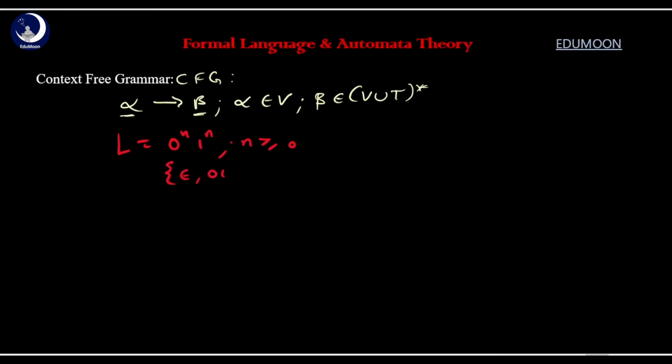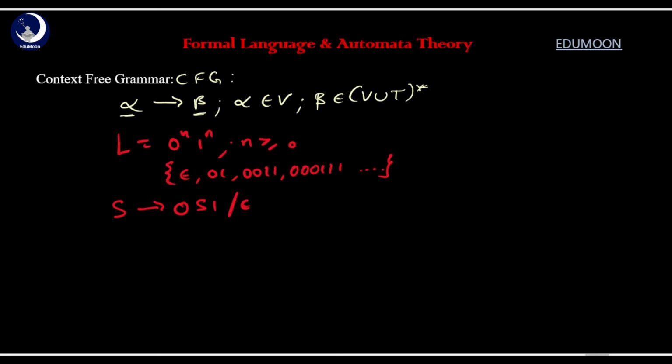If n equal to 1, it is 0 1. If n equal to 2, it will be 0 0 1 1. Next 0 0 0 1 1 1, and so on. The strings follow that language. If we take this as a language, the grammar that generates this language is a context free grammar. The grammar is given as S tends to 0 S 1 or epsilon. This is the grammar that is going to generate the strings in the above language.